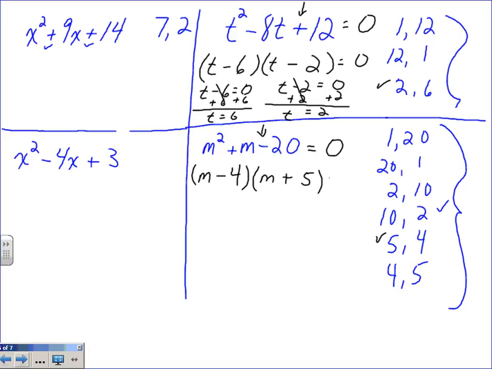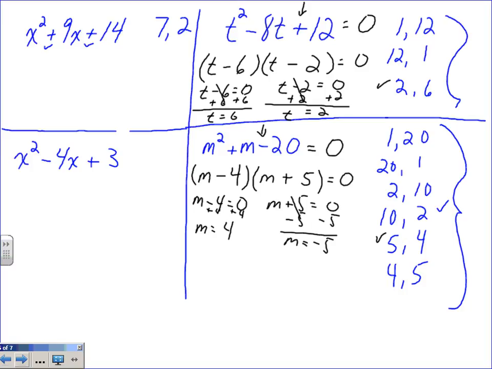And again, equals 0. M minus 4 equals 0, or m plus 5 equals 0. M would equal 4, adding 4 to both sides. Or over here, subtract 5 from each side, or m would equal negative 5. So one could equal a positive, one could equal a negative. Sometimes they're both positive, sometimes they're both negative.